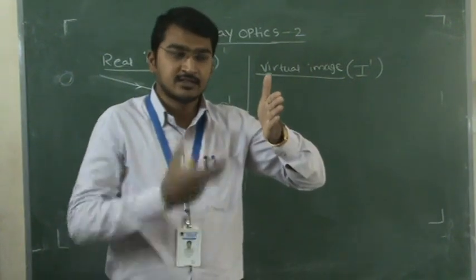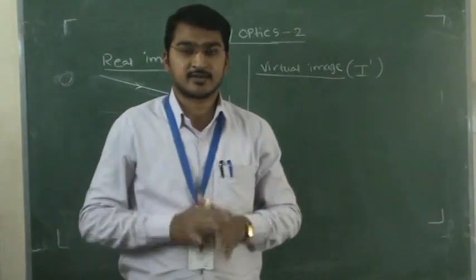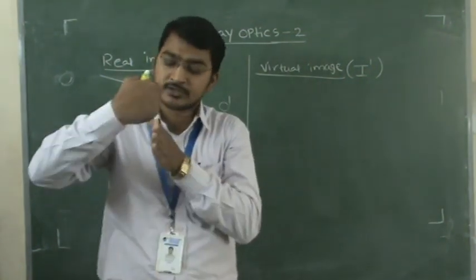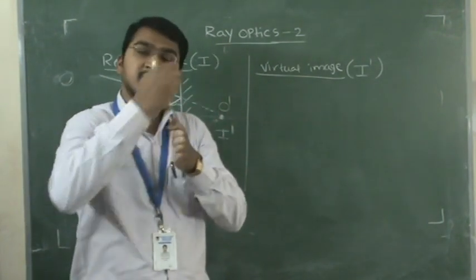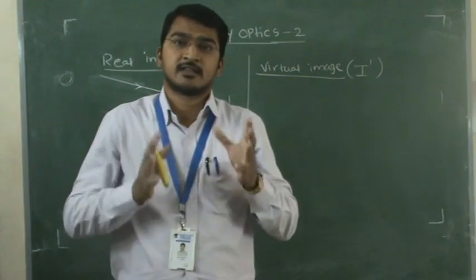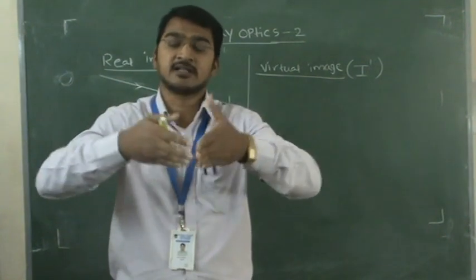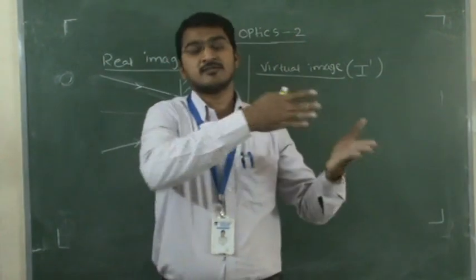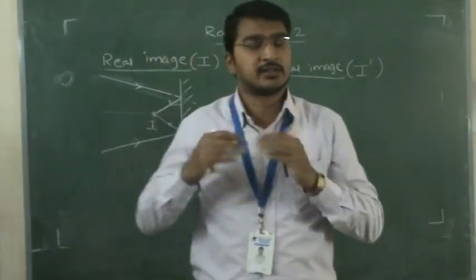Virtual object: the rays appear to be converging from a point. Got it? Next, the rays appear to be diverging from one point. That is what a virtual object is. In the case of an image, in real images, the rays actually converge or meet. In virtual images, they only appear to meet. Got it? That is the definition. I'll go with an example.